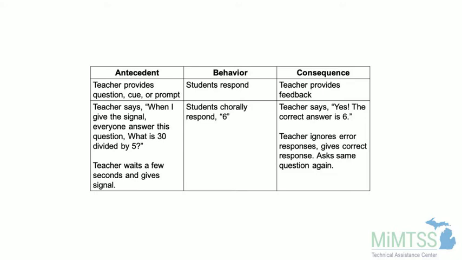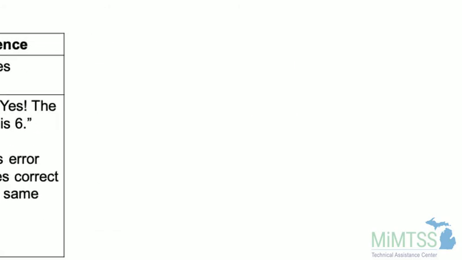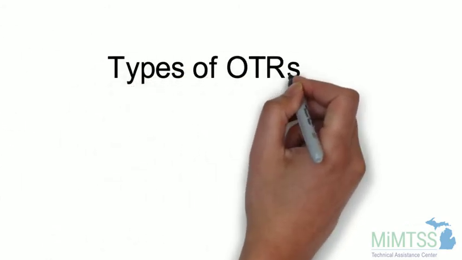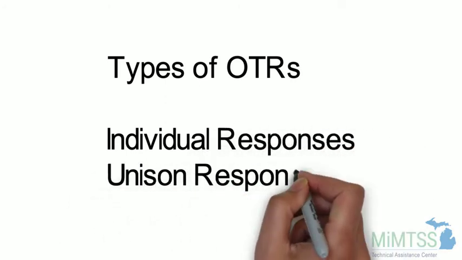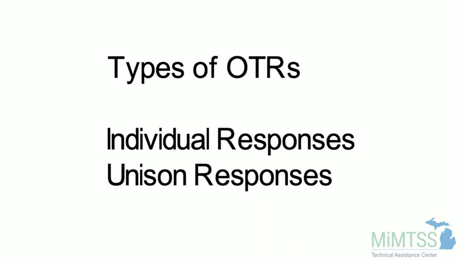OTRs are a form of embedded formative assessment teachers can use to monitor students' understanding and to adjust the lesson based on responses. OTRs provide both affirmative feedback in the form of specific praise and informative feedback in the form of corrections to responses. The two types of OTRs most commonly referenced in the literature are individual responses and unison responses. An individual response might be when a teacher calls on an individual student to respond. In contrast, a unison response might be something like choral responding by the class to the teacher's prompt or question.